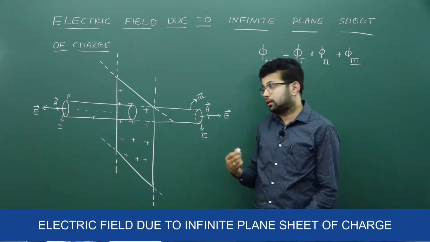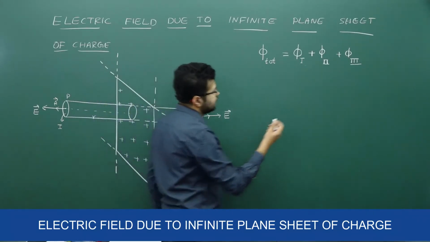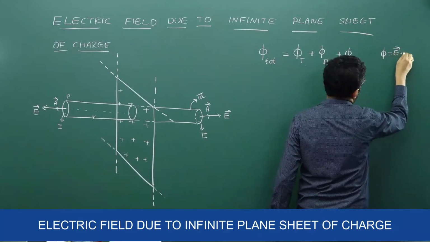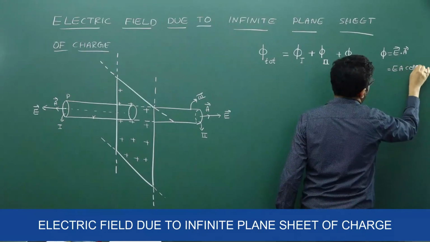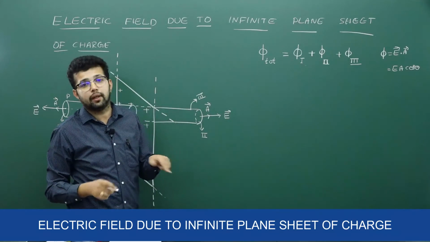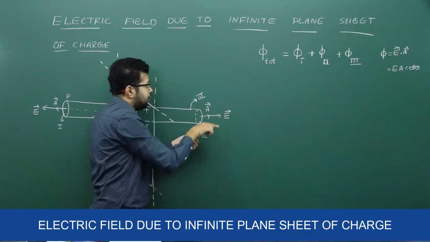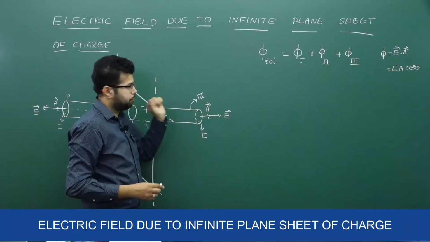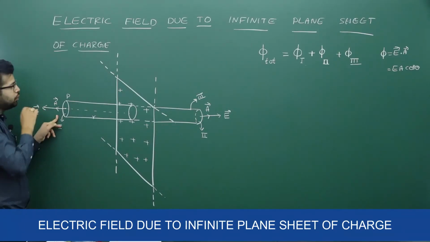Now, what is the definition of electric flux? Electric flux phi is equal to E dot A, that is E into A into cos theta, where theta is the angle between the electric field and the area vector. We know that cos 0 is 1 and cos 90 is 0. Here if I see, the angle between the electric field and the area vector is 0 degree. So, cos 0 is 1. So, the flux here is E into A. Here also the angle between the electric field and the area vector is 0, cos 0 is 1.